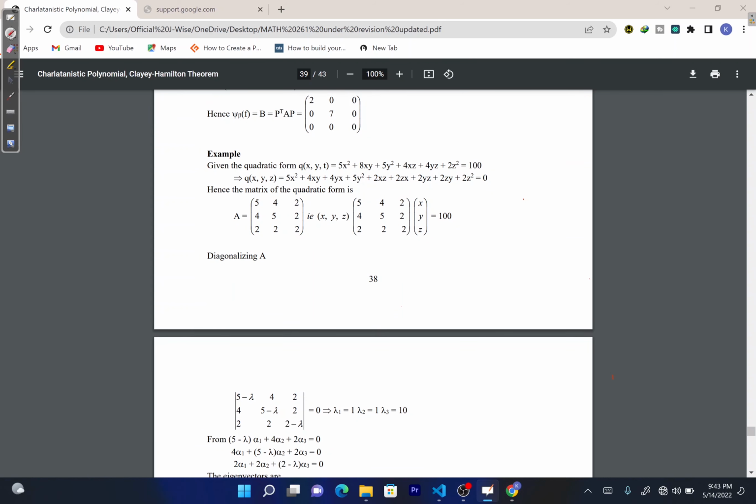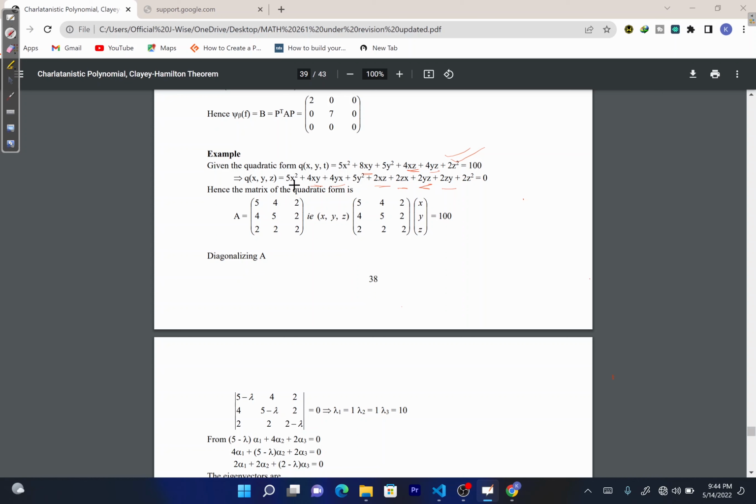So you have another question. We have a quadratic form, so this is what we have. We split the cross product terms into 2. We split 8xy into 2, that's 4xy and 4yx. We can also split 4xz into 2xz and 2zx, then 4yz into 2yz and 2zy. Then you generate your matrix A.